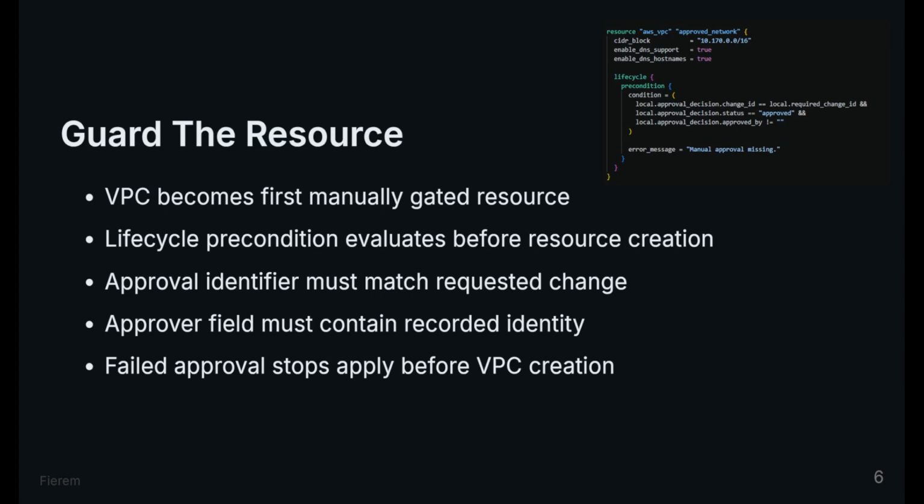The VPC is the first gated resource. The lifecycle precondition evaluates before creation. The approval must match the request change identifier. The approver field must not be empty. Failed approval stops the apply before AWS creates the VPC.